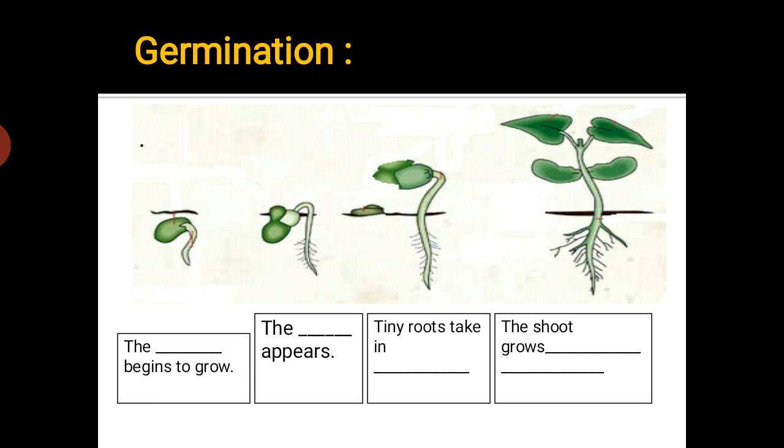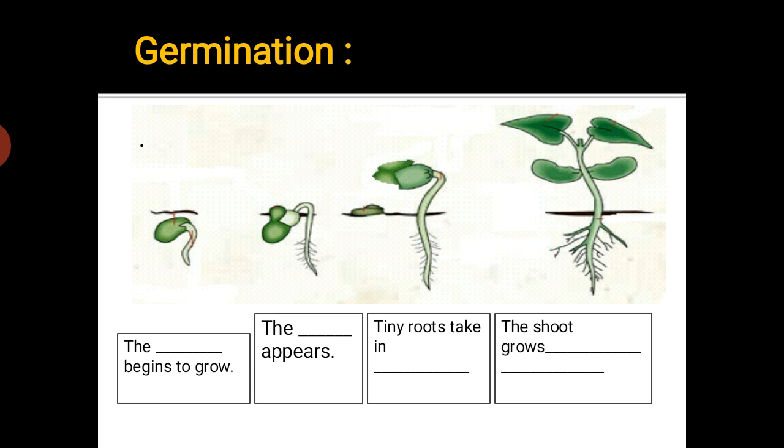The next one is tiny roots take in water. Okay, the next one is the shoot grows green leaves. So the first one was the seed begins to grow. The second, the root appears. Number 3 is the tiny roots take in water. The shoot grows green leaves.